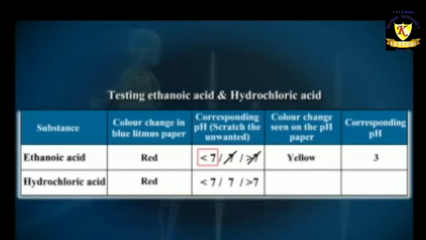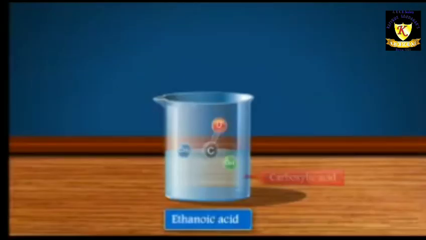Hydrochloric acid: it changed to red, so it is less than 7. The color change here is red and the corresponding pH is 1. Got it? Good. Now the chemical properties of ethanoic acid.